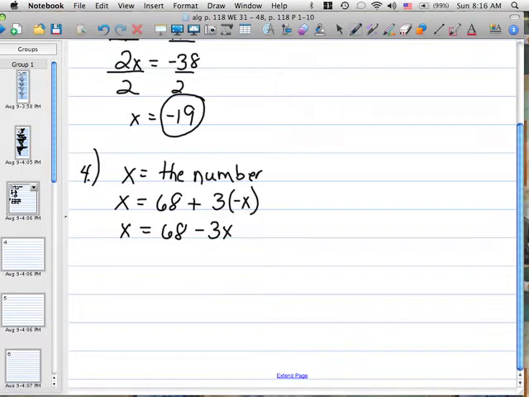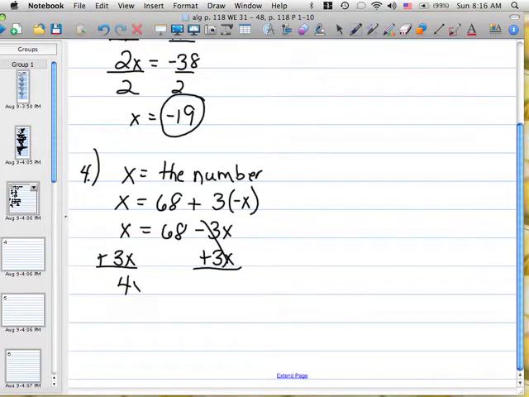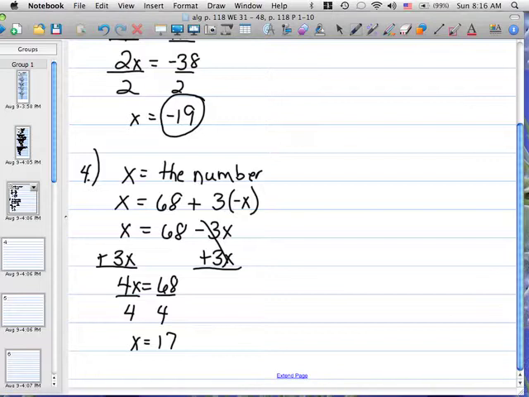X is by itself here, so we want to eliminate the minus 3x here by doing its opposite, add it. So we have 4x equals 68, divide by 4, and the number is 17. So 17 is equal to 68 plus 3 times negative 17, which is negative 51. So that does give us 17.